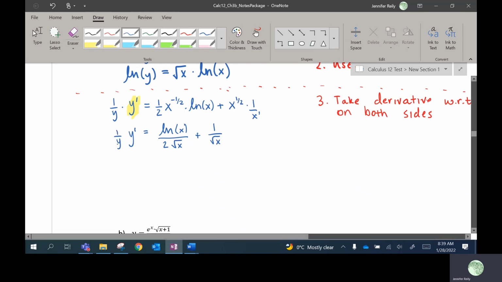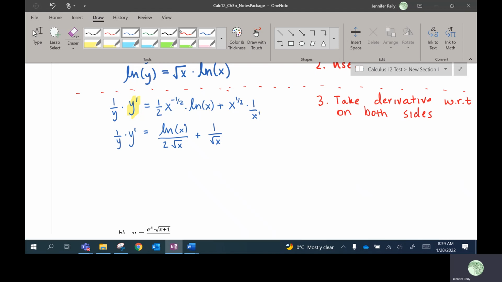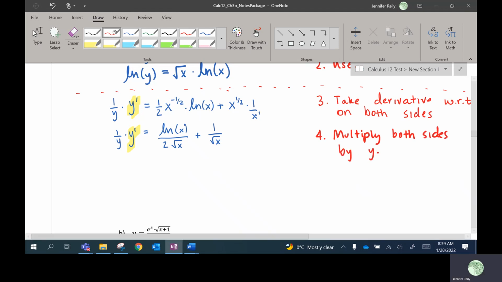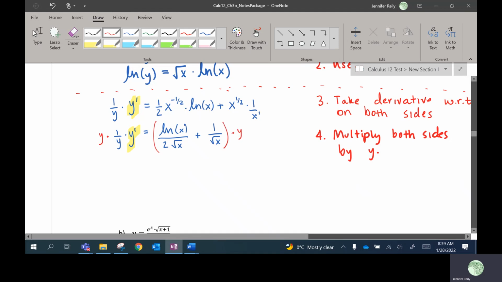And we still have this 1 over y hanging out here. Okay, so now we need to solve for this y prime. So what we're going to do to both, as long as you do it to both sides, it's fine, multiply both sides by y. The reason we want to do that is because it eliminates it from that left-hand side, and we're just left with what we were interested in from the beginning, which is y prime.